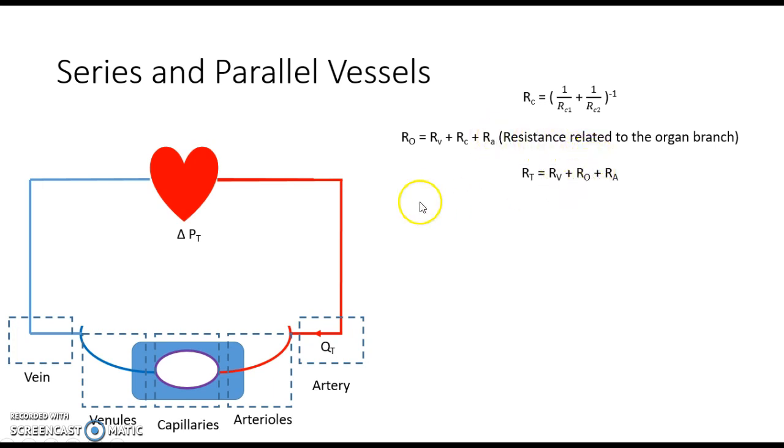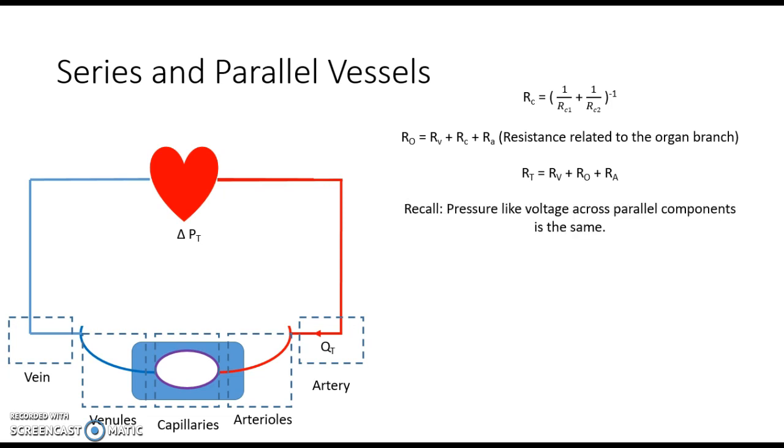Okay, so now if we're looking at the total resistance going through here, then what would happen is we take the RO, pardon me, from the resistance as related to the organ, and we'd add that to that of the vein and that of the artery, and that will give us our total resistance within the entire cardiovascular system, if this was all that was there.